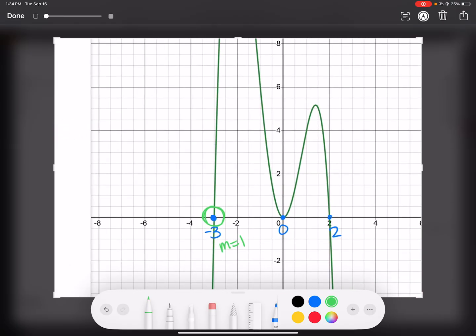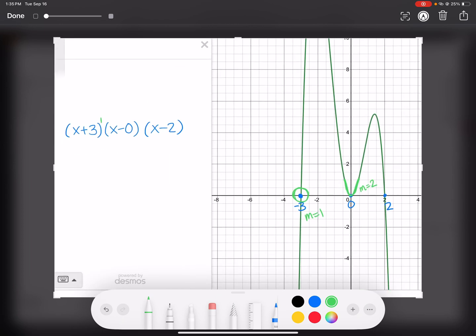For the middle x-intercept, we're seeing this parabolic relationship, where it's bouncing off of this x-axis like a quadratic. When that happens, this is where your multiplicity would be 2. When your multiplicity is 2 on that root, in your factored form, you would put an exponent of 2 where that x-intercept is.